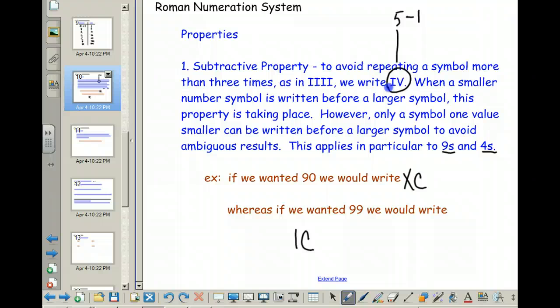All right? So let's look at this 99 and how we should do it. Please put an X over that. Do not leave that written in your notes as being correct. It is incorrect. So how would we write 99? Well, it's 90 plus 9, right? So let's think about it that way. I already did how I write 90. 90 is XC. How do you write 9?